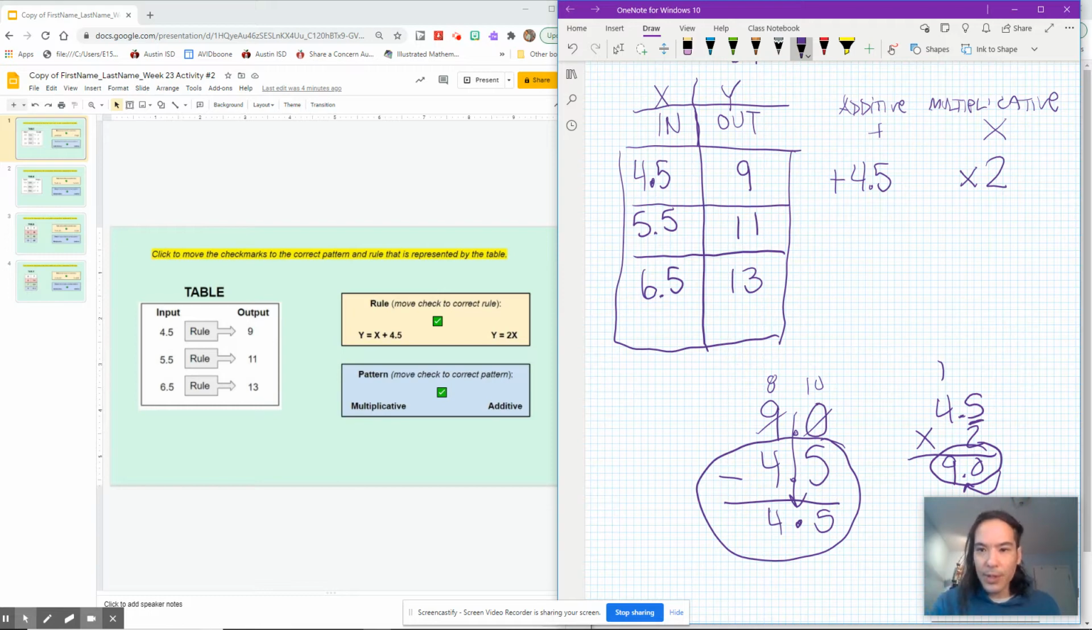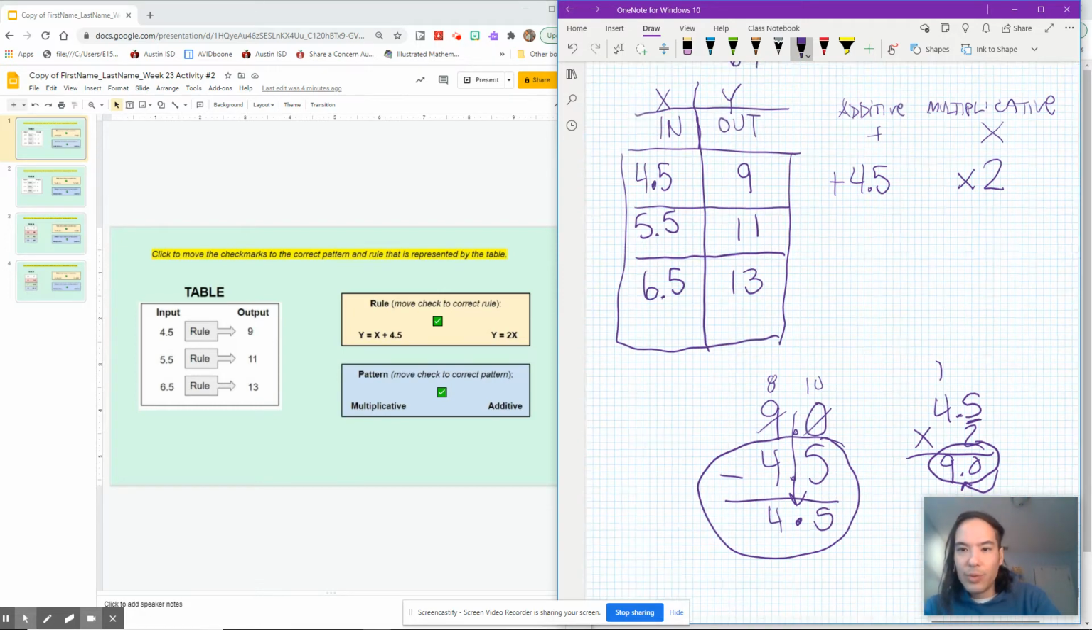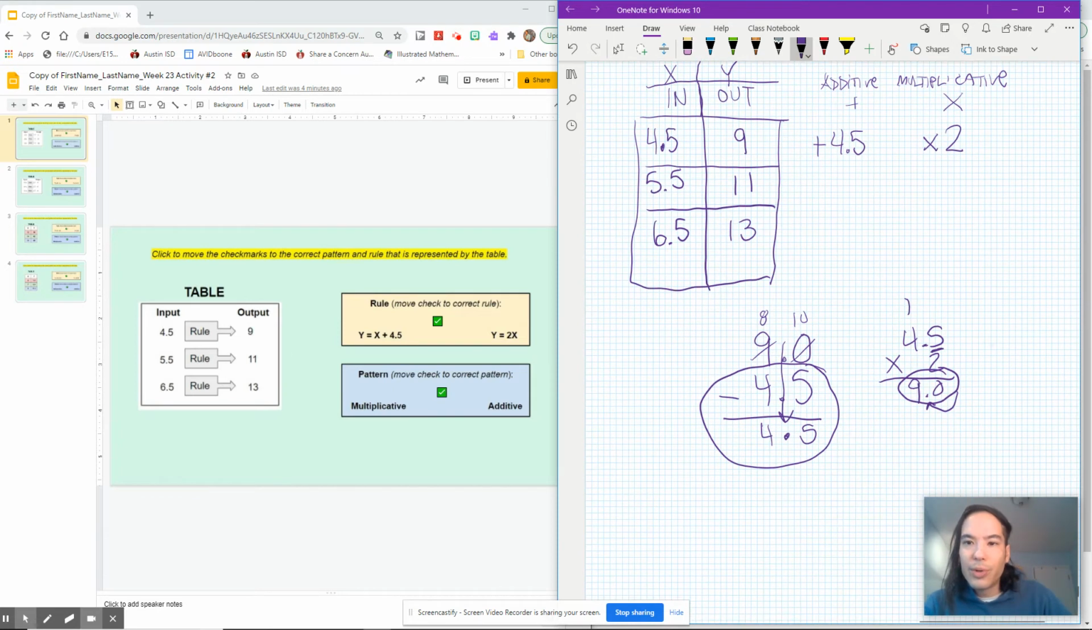All right, so now we've got some rules that check out. Let's go ahead and use those rules to find out which one checks out for our table. So first thing we're going to do is check out both rules. We're going to add 4 and 5/10 to 5 and 5/10 and see if that equals 11. And then we'll multiply 5 and 5/10 times 2 and see if that equals 11. So we're going to find out whether this is an additive rule or a multiplicative rule.